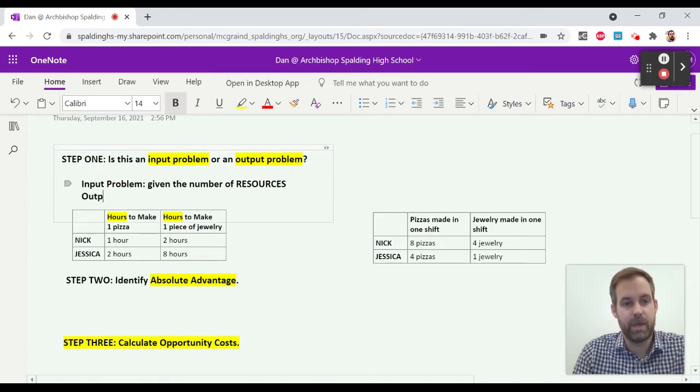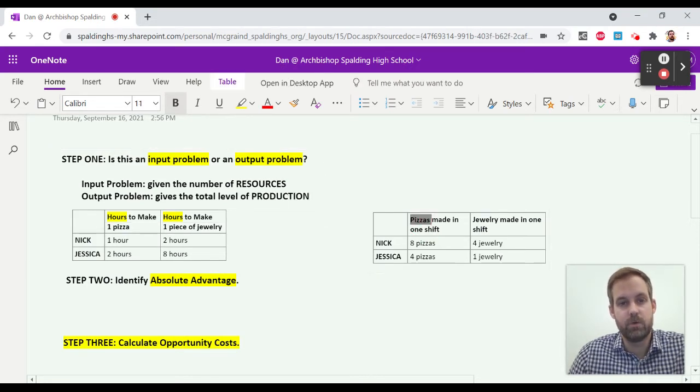On the other side, we have an output problem. And an output problem gives the total level of production or the total level of output. So we can see over here that we're given the actual number of pizzas that Nick can make, or the actual amount of jewelry that Nick and Jessica can make.